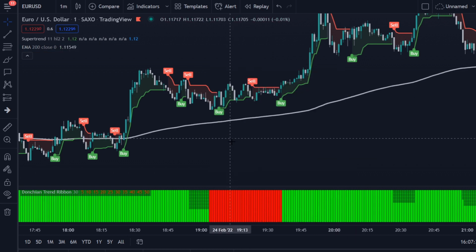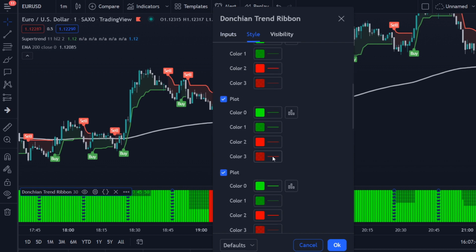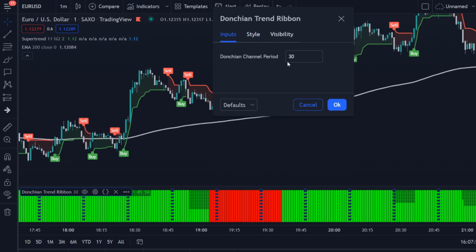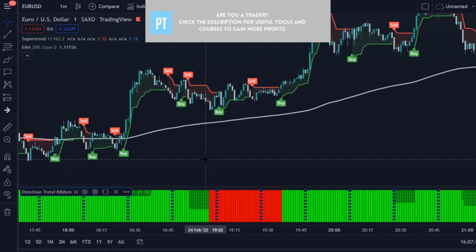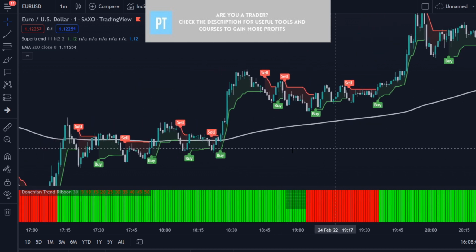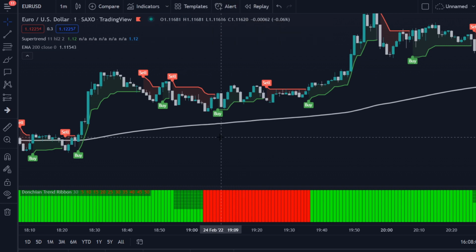Alright, this looks good. And then last but not least, the donchian trend ribbon. You can play around with the colors, but I leave it on the default colors and then I change it from 20 to 30. So make sure to use the 30 period. This is what you will see over here. And let me explain you the trading instructions.